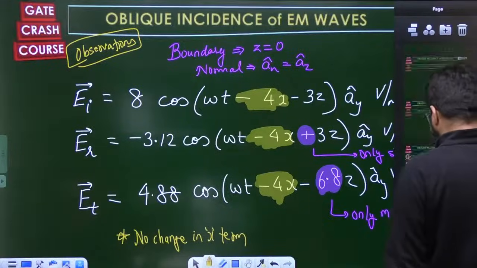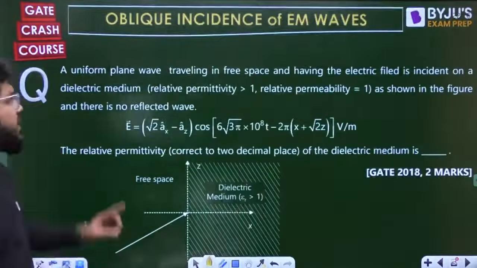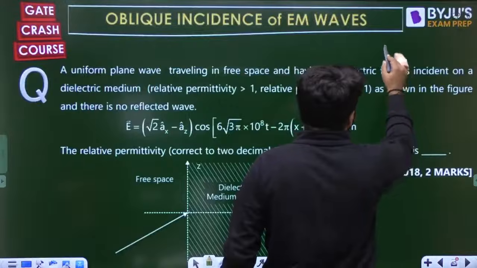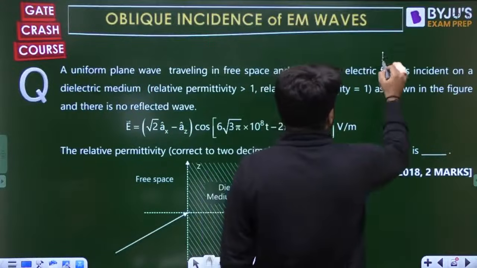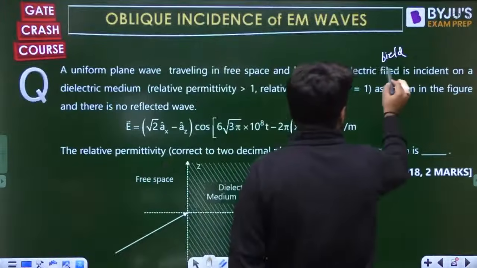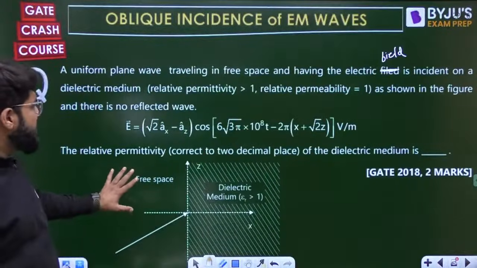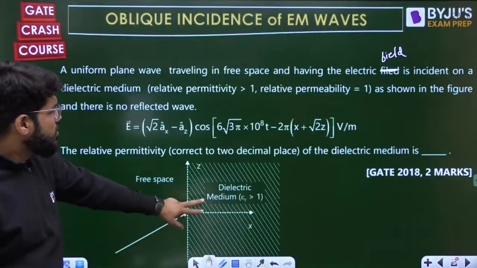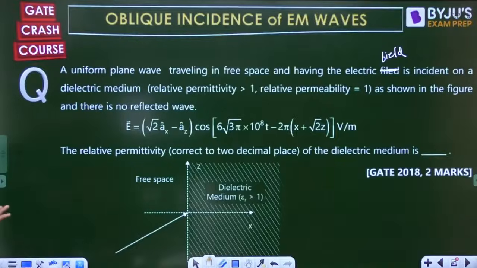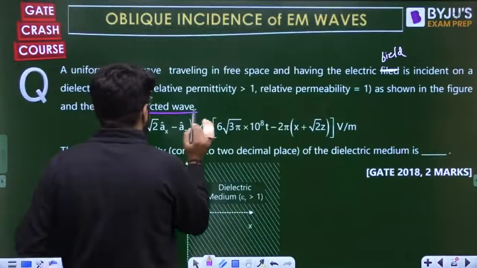So, yeah, let us come here. A uniform plane wave traveling in free space and having the electric field is incident on a dielectric medium. First it is traveling in free space and it is incident on a dielectric medium whose relative permittivity is greater than 1, but the relative permeability mu r is equal to 1. This is the shown picture, and there is no reflected wave. A very important condition of the question: there is no reflected wave.